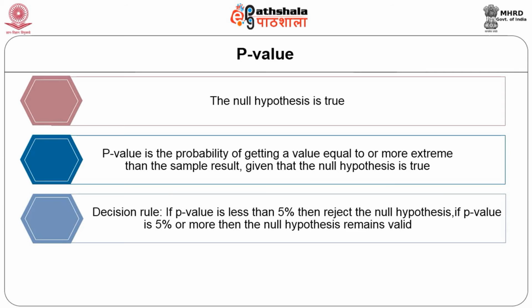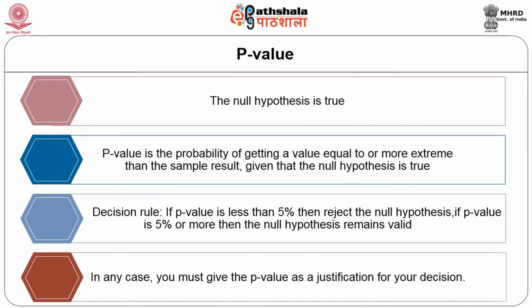That means we start with the assumption that there is no difference between the two groups. If the p-value is less than 5%, then we reject the null hypothesis. What does it mean? If your p-value is 5% or more, then the null hypothesis remains valid. In any case, you must give the p-value as a justification for your decision.